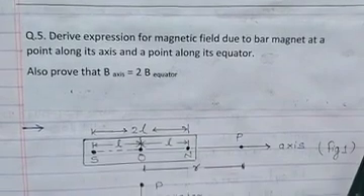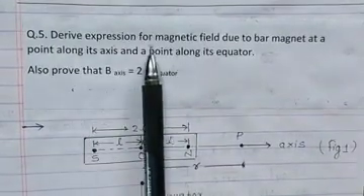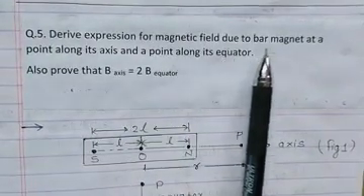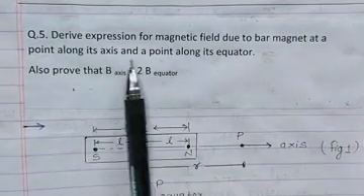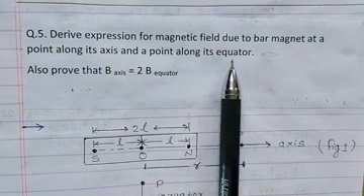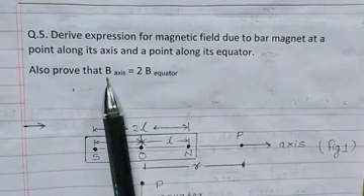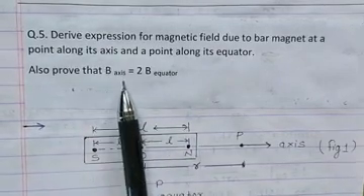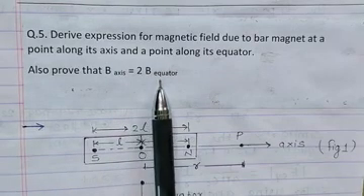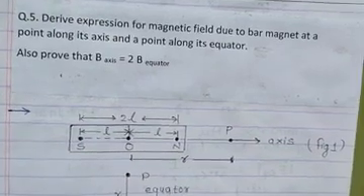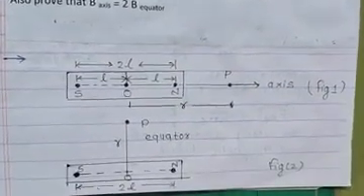Question number 5. Derive an expression for magnetic field due to a bar magnet at a point along its axis and at a point along its equator. Also prove that magnetic field along the axis is equal to 2 times magnetic field along the equator. For this we have to consider 2 figures.